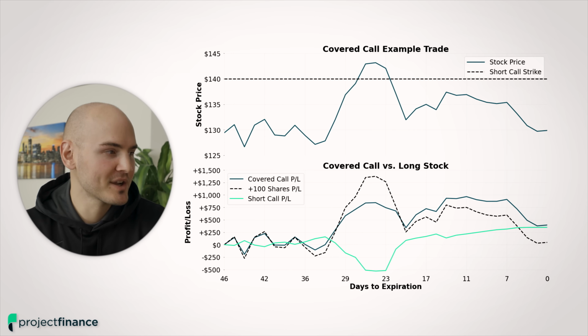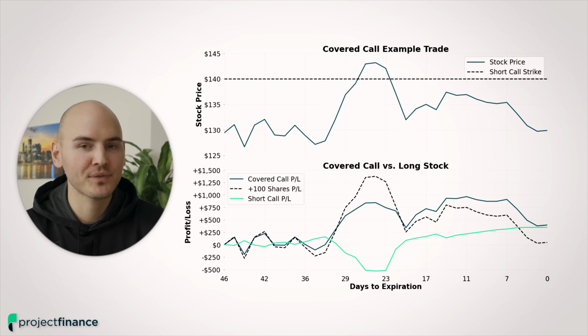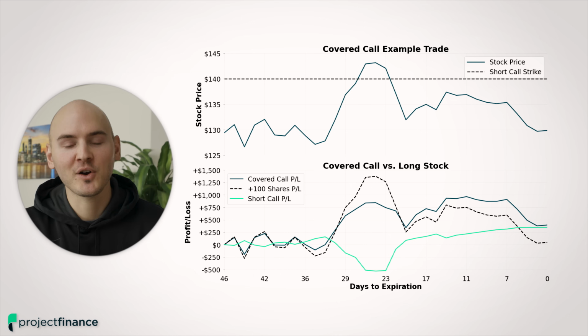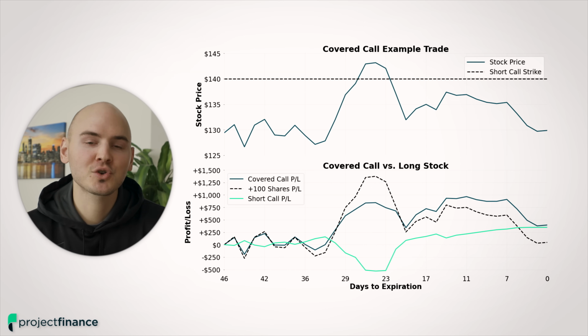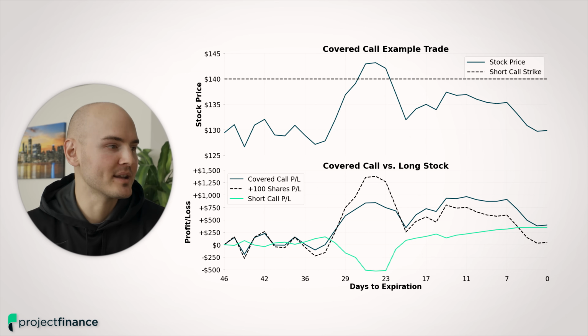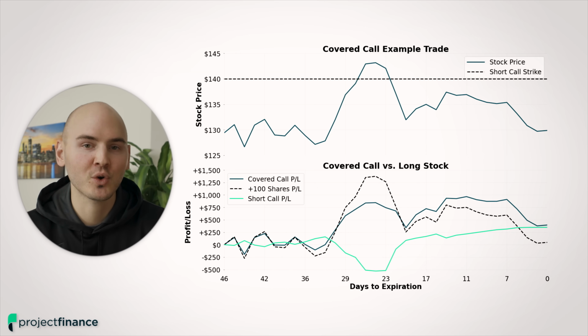So here in this situation, we can see that the stock price trades fairly neutrally in the beginning of the trade, but then we can see that it surges from $127 per share to about $143 per share in just a few days' time. As we'd expect with a quick increase in the stock price, the short call position actually loses money in this trade because the stock price gains value very quickly.